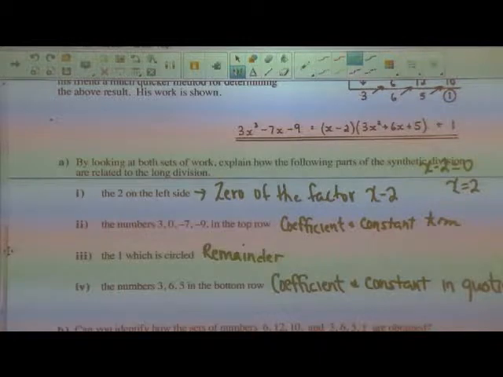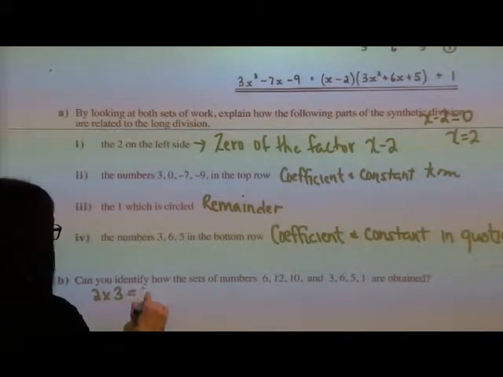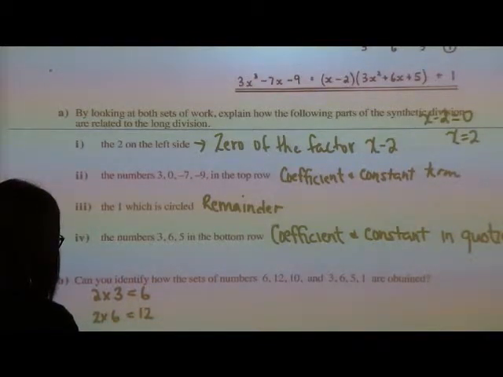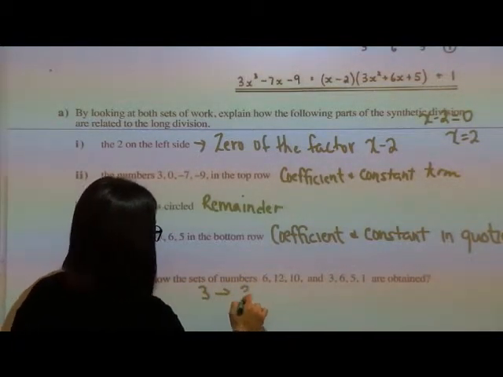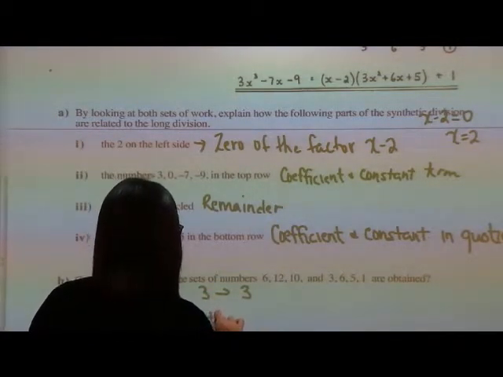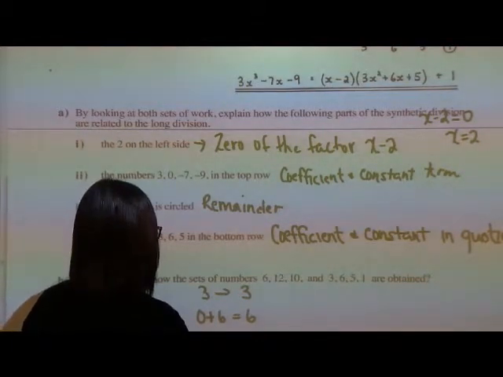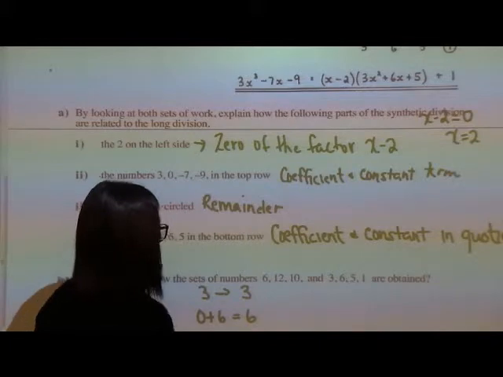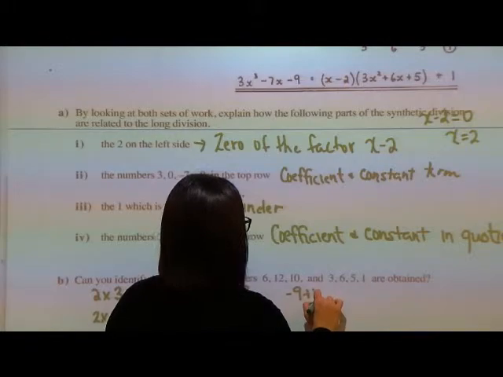I'm not sure how you want to put that in there, other than just writing down 2 times 3 is 6, 2 times 6 was 12, 2 times 5 was 10. And then 3, I got that by just carrying the 3 down. I got the 6 by going 0 plus 6. We got the 5 by going negative 7 plus 12. And we got the 1 by going negative 9 plus 10.